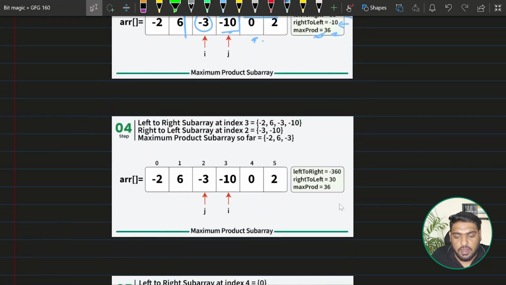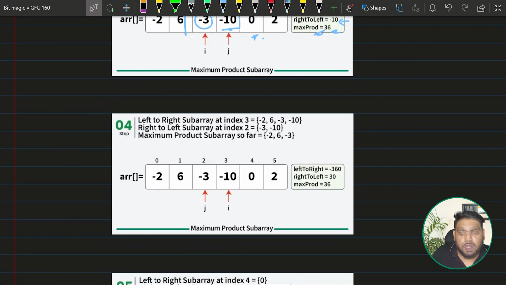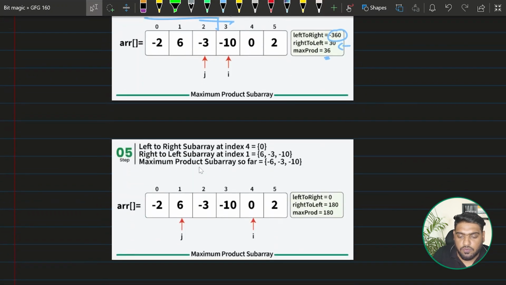Now going on ahead, my j would come here. Right to left was negative 10. Now it has become positive 30 because it is multiplied here. You can see my i was having a positive 36 here so far, but in this direction, once I moved and included negative 10 here, it became 30, right? So 36 is still the biggest value that we have got so far. Now again, moving one more step.